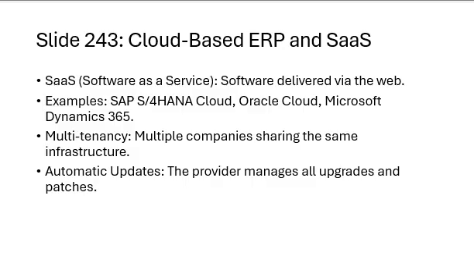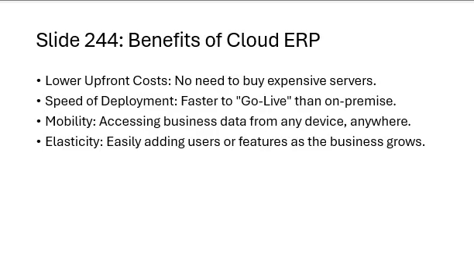Okay, so what is cloud-based ERP and SaaS? Software as a service delivers software directly via the internet. Examples are SAP Cloud, Oracle Cloud, and Microsoft Dynamics. We also have multi-tenancy, which allows multiple companies to share infrastructure. Automatic updates are managed by the providers seamlessly, and basically software as a service reduces the burden of manual upgrades and patches.